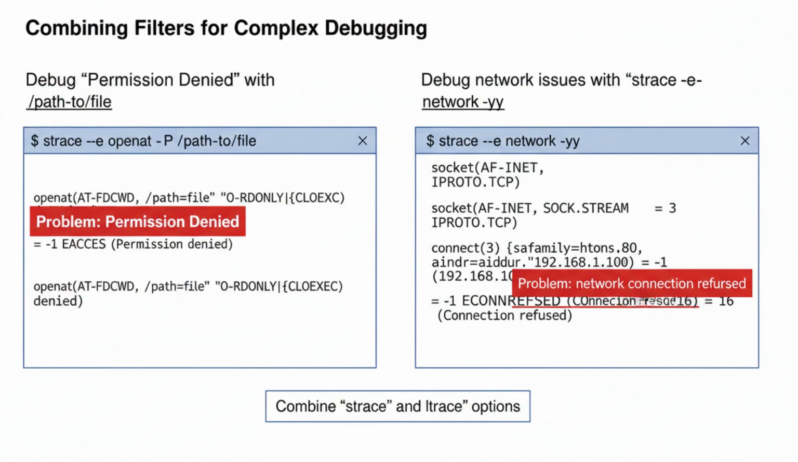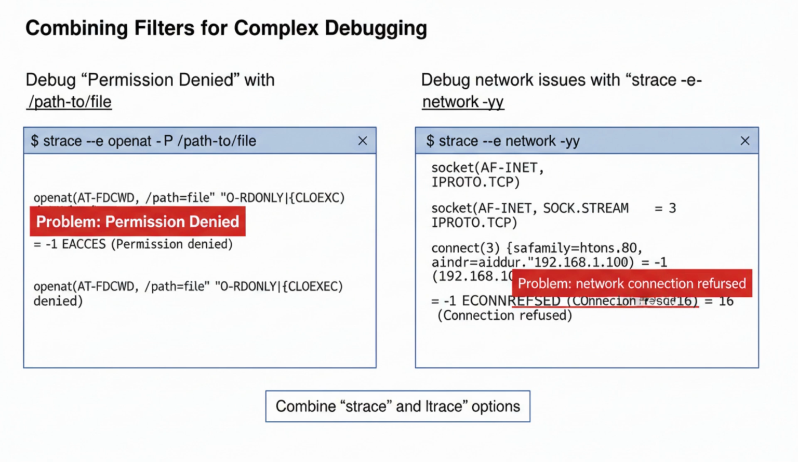The true power of strace and ltrace filtering comes from combining these options. Real-world debugging rarely involves a single isolated issue. Consider a permission-denied error when an application tries to access a log file. You could combine strace -e openat -P /var/log/app your_app to precisely trace all openat calls on that specific log file, quickly revealing if the file is being opened with incorrect permissions or by the wrong user.